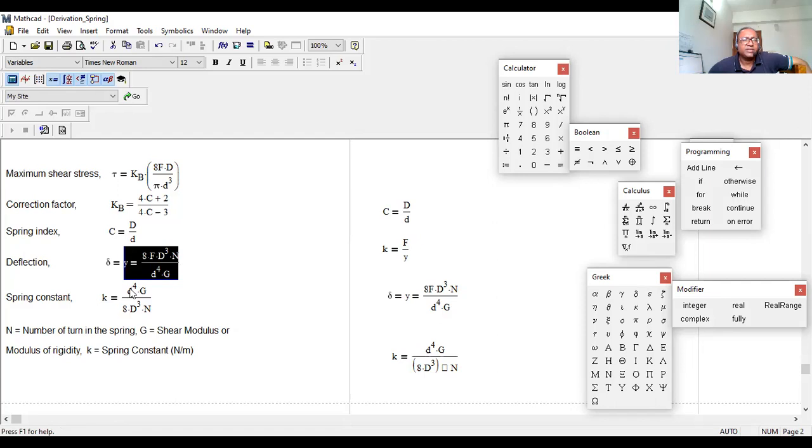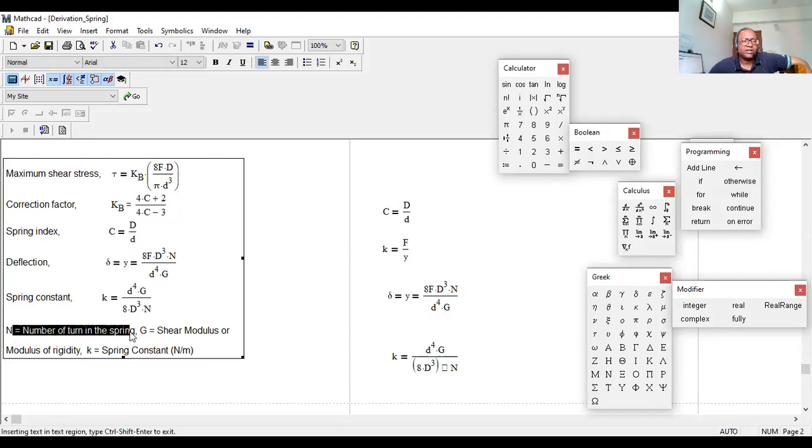And using these, you get this. K equals F by delta, right over here. So for k, we are getting d to the 4 into G over 8 D cubed into N. N is the number of turns in the spring, G is the shear modulus or modulus of rigidity, and k is the spring constant.